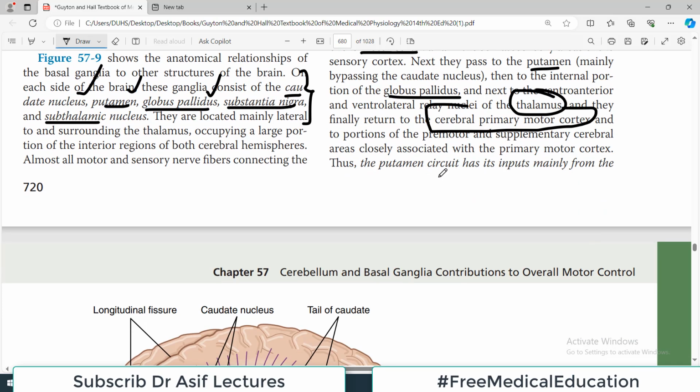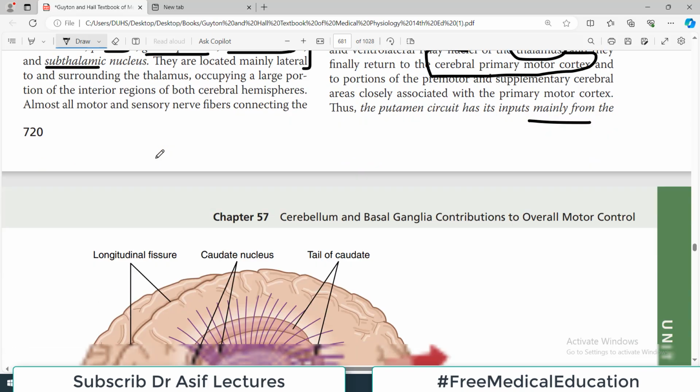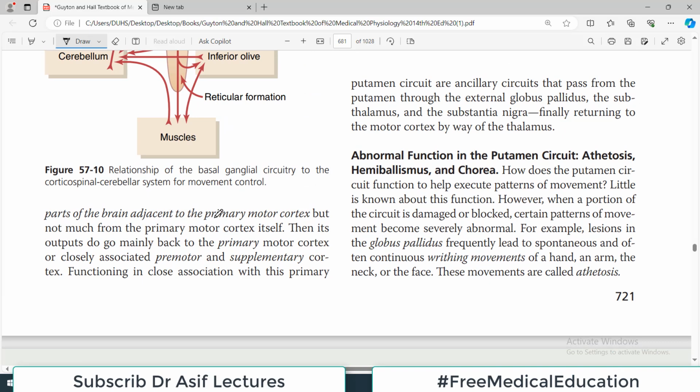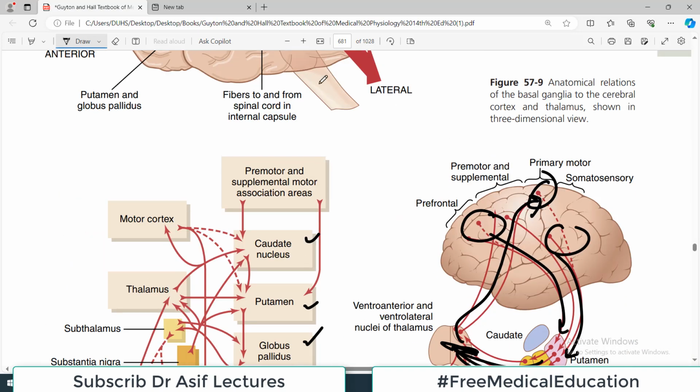Okay, so the putamen circuit has its input mainly from, कहाँ से इनपुट आ रहा है इसका, from different parts of the brain which are adjacent to the primary motor cortex area. जैसे प्रीफ्रंटल एरिया है, सोमैटोसेंसरी एरिया है, लेकिन it is going back, इसका जो आउटपुट है that is going back to the primary motor cortex area. That is the thing to remember.